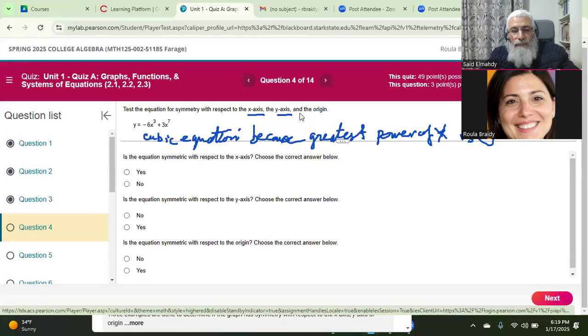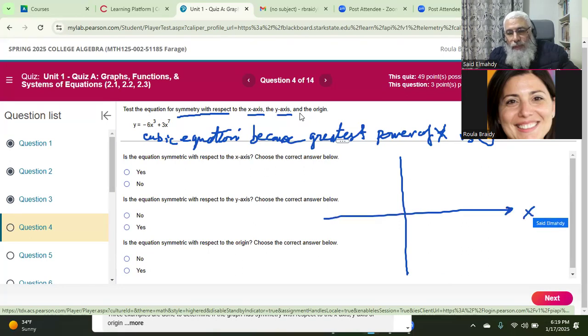So I said this is a cubic equation because the greatest power of x is 3, 6x cubed, or negative 6x cubed. So the question is, test the equation for symmetry with respect to the x-axis. How can we have an equation that has symmetry with respect to the x-axis?